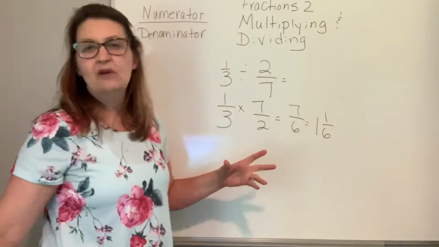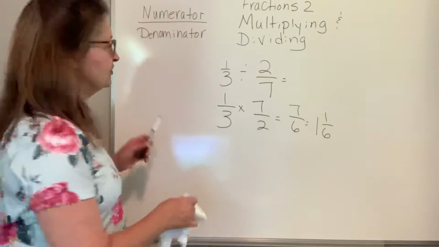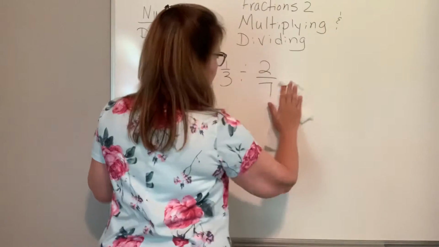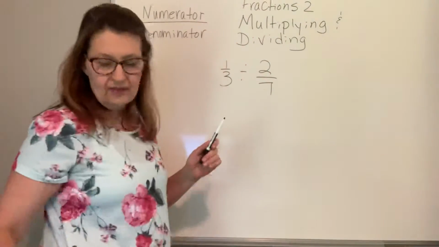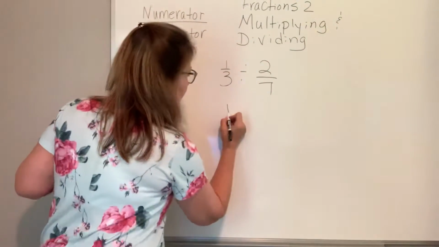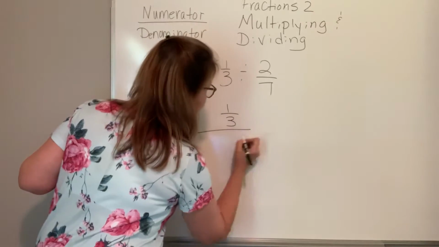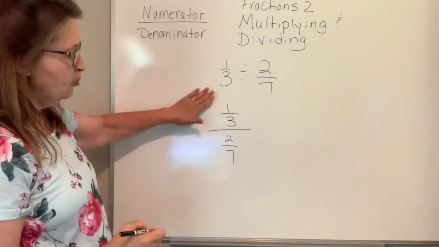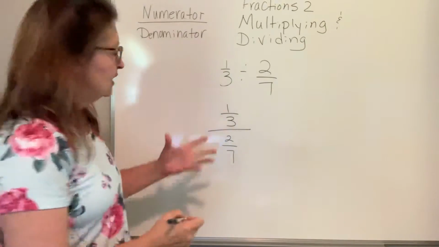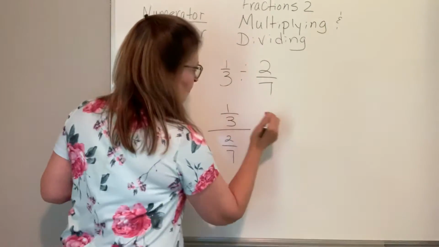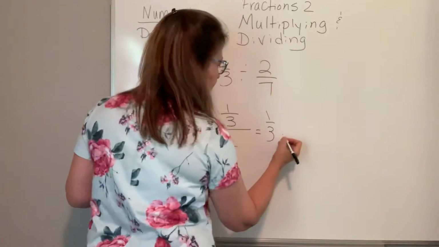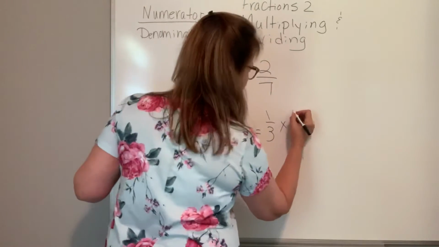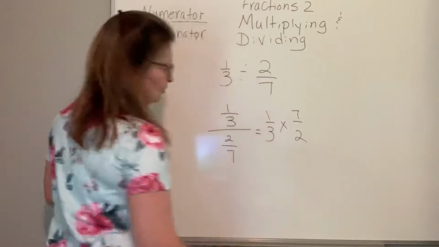The other thing I would like to show you just real quick, there's different ways to show division. Your problem could be written just like this, or it can be stacked like this. This is 1/3 divided by 2/7. Still, you keep the 1/3, you change the division to multiplication, and then you flip the bottom one, just like that.